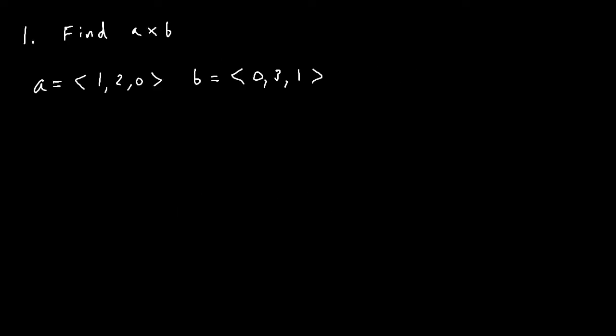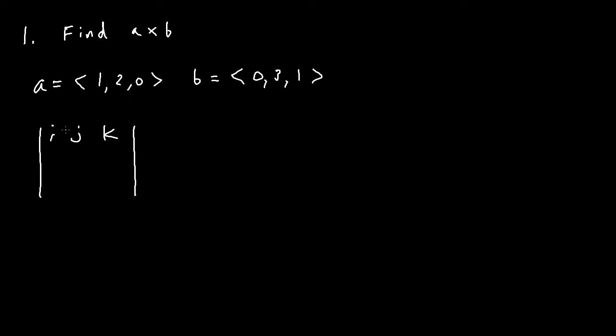So for number one, let's find the cross product of a and b. And a has the components 1, 2, 0, and b has the components 0, 3, 1. So in order to find the cross product, we must set up a matrix. And so we have to set up a 3 by 3 matrix here, with I, J, and K being on the top row. So we have I, J, and K. And so I, J, and K are obviously the unit vectors.